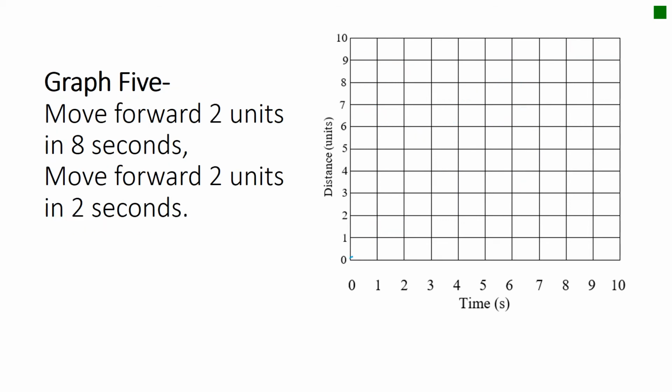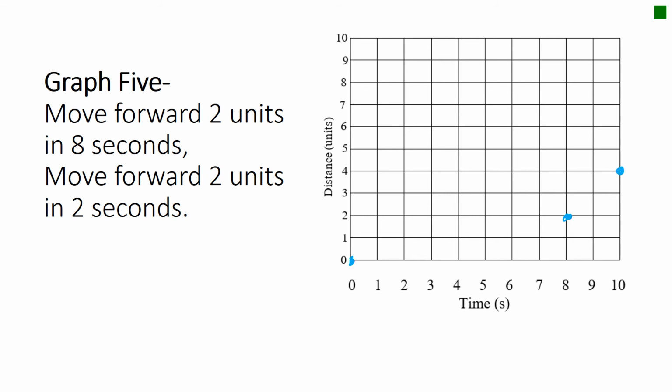All right, graph 5. So the first one, we're going to be at 0, 0. Then we move forward 2 units in 8 seconds. So we're going to go here, 8 seconds, 2 units, and then we're going to move forward 2 more units, which would be 4 total units in 2 seconds. So that would be at 10, 4.